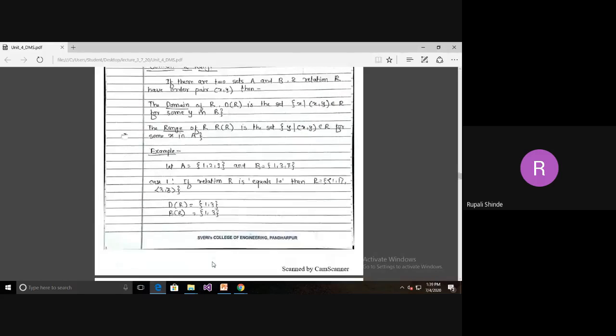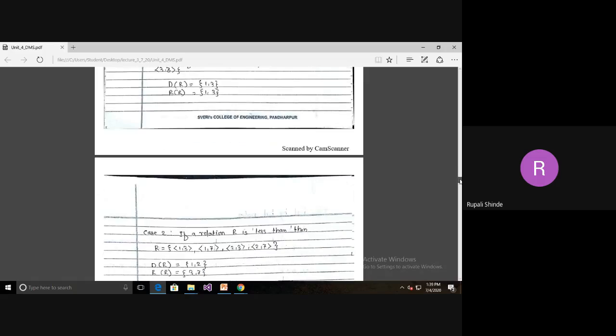Likewise, we have to find out the domain and range for this second relation. So relation R is given, which is equal to less than. For this less than relation, they have given R as the set of ordered pairs 1 comma 3, 1 comma 7, 2 comma 3, 2 comma 7. So for this relation you have to find out the domain and range. Can you tell me what is the domain for this relation R?